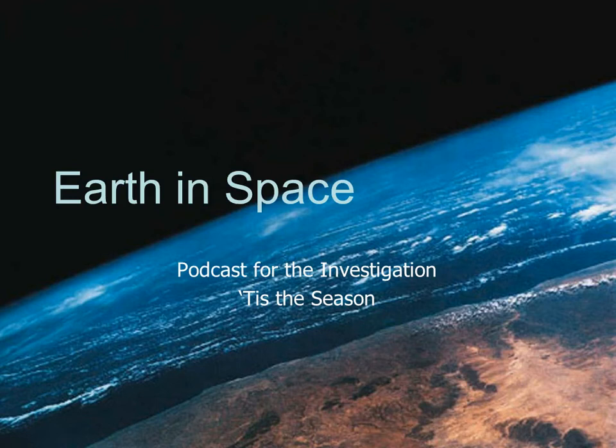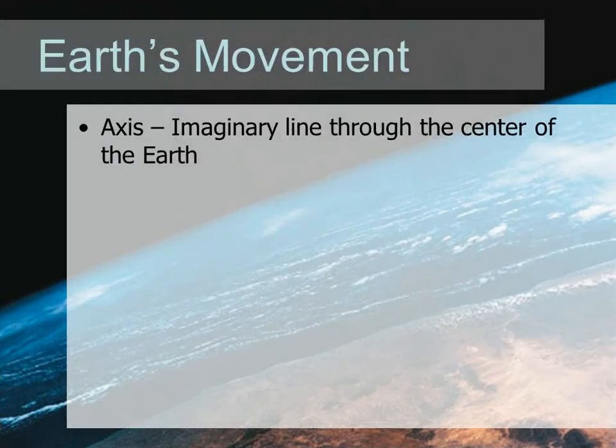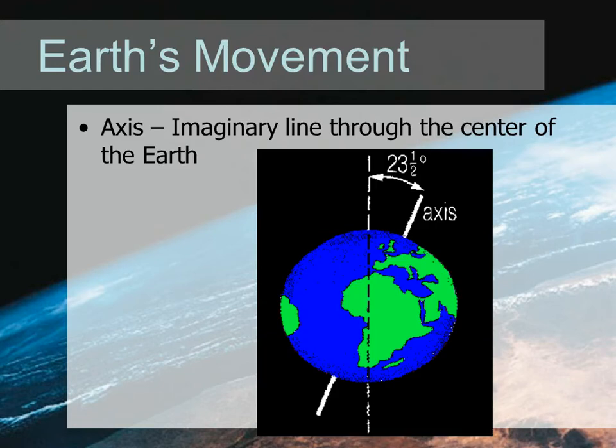This podcast will help you get ready for the Tis the Season investigation, and it's going to focus on the Earth in space. To start off with, we need to make sure we remember all our vocab words. Axis is the imaginary line through the center of the Earth, which we can see in this picture here. The axis is at a 23.5 degree angle to the perpendicular.